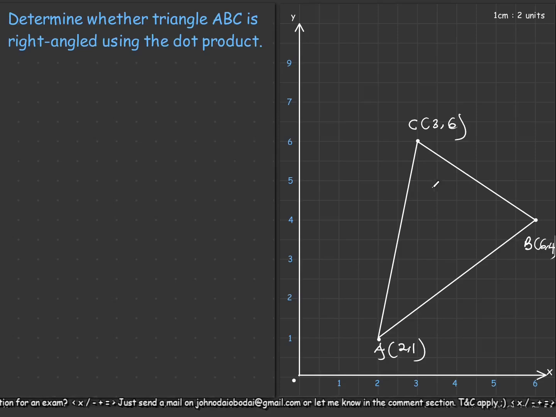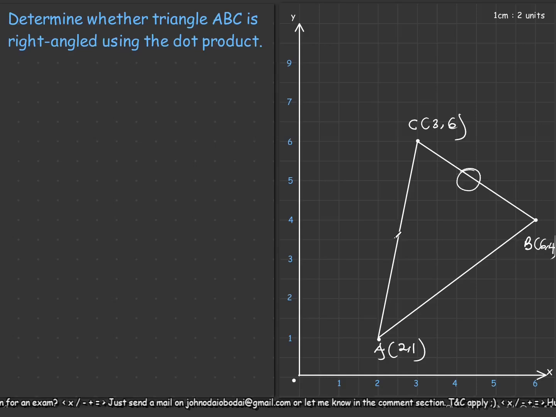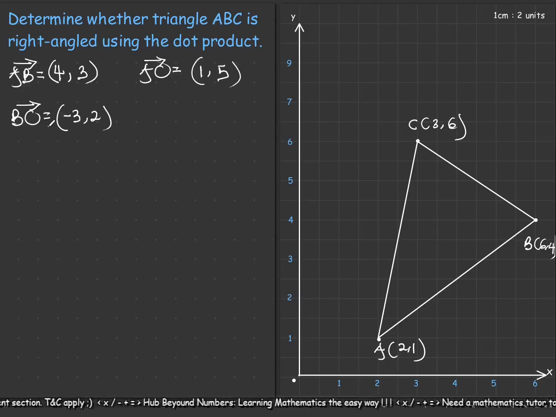So with this now, we want to determine if the dot product of this one and this is 0, or this and this is 0, or this and then this as well is 0. You see? So with that, let's quickly write the vectors we solved for. Let me just go back and look at them and write them here. So here are the points. AB was (4, 3), AC was (1, 5), and then BC was (-3, 2).